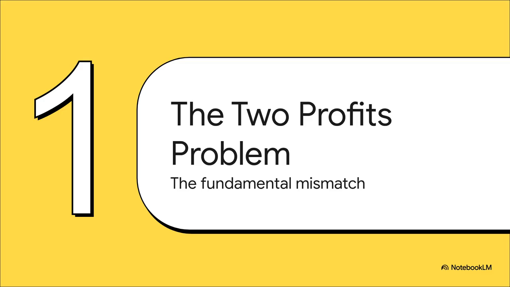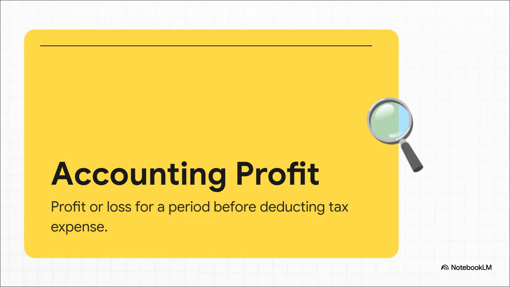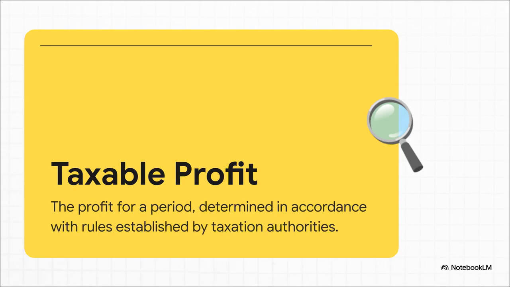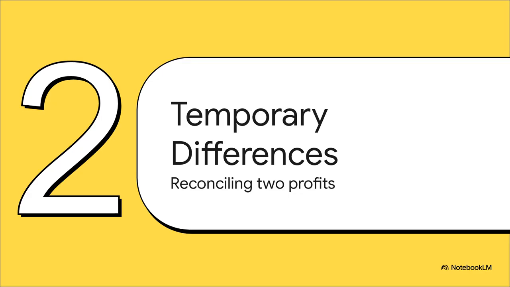This is all about getting to grips with that fundamental mismatch we just talked about. So, on one side of the ring, we have accounting profit. This is the big pre-tax number. Its whole purpose is to give investors a clear view of a company's raw performance. And on the other side, you've got taxable profit. This one's calculated completely differently, using the government's specific tax laws. It's the only number the taxman cares about when it's time to send the bill. So if we've got these two different worlds, how in the world do we connect them?